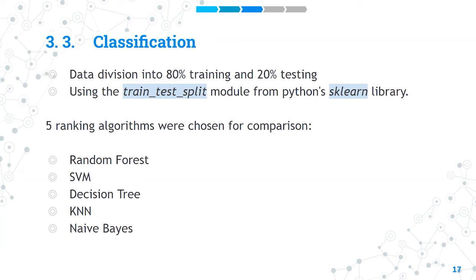And after this clusterization, we divided the data into 80% training and 20% testing to make the classification. We used the train test split module from Python's sklearn library, and we evaluated five algorithms for comparison: random forest, SVM, decision tree, KNN, and naive Bayes.